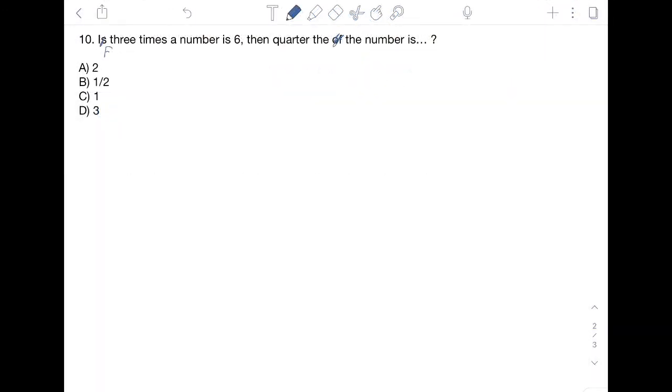Right. Now moving to our last question of today. If 3 times a number is 6, then quarter the number. Okay, wait, hold on. There's a mess over here. Then quarter of the number is, well, there should be a "the" over here, but let's not concern ourselves. The quarter of the number is what? Okay, so 3 times a number, 3x is equal to 6. Divide both sides by 3, you'll get that x is equal to 2. Makes sense so far, right?